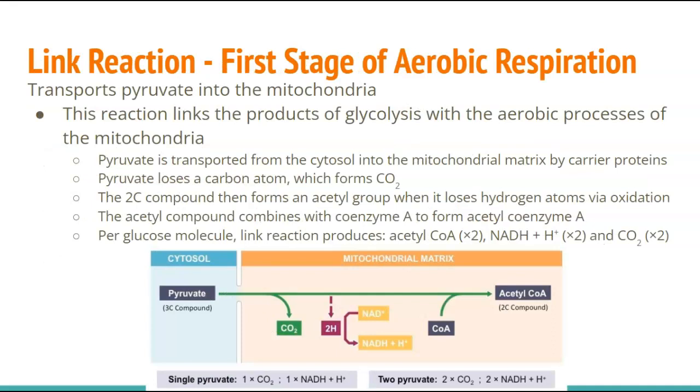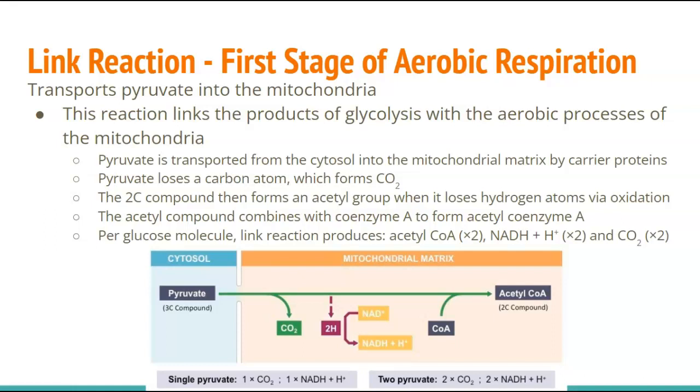So let's assume that we have oxygen. We're going to dive into aerobic respiration. With aerobic respiration, our first stage is the link reaction. This is taking the pyruvate that was formed via glycolysis, and we're going to transport that into the mitochondria now. Remember that glycolysis happened in the cytoplasm, so now we are actually in the mitochondria. This reaction links the products of glycolysis with the aerobic processes of mitochondria. That's why it's called the link reaction, because it links the 2 pieces together so that you can continue on.